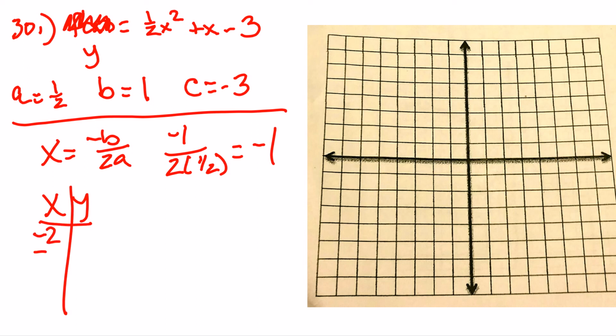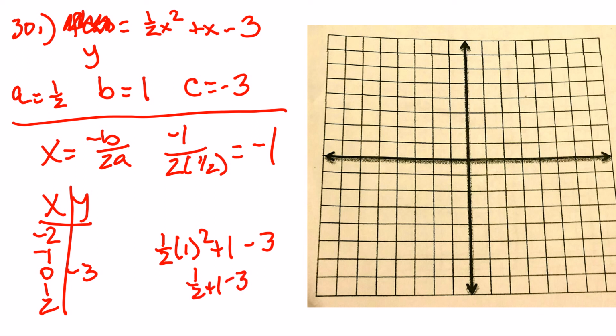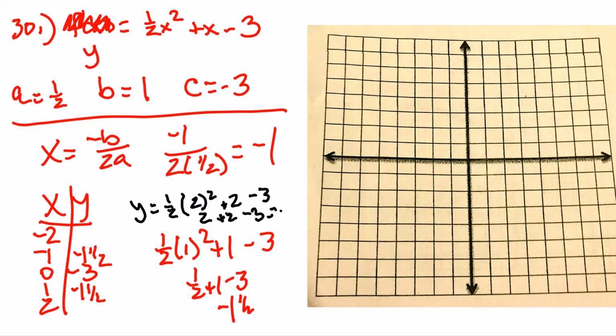XY chart. Put negative 2, negative 1, 0, 1, and 2. I'm going to plug in 0. I get negative 3. I'm going to plug in 1. 1/2 times 1 squared plus 1 minus 3. I get 1/2 plus 1 minus 3. I get negative 1 1/2. That's going to rotate over, so I get negative 1 1/2. Now I'm going to plug in 2. 2 squared is 4. I'm going to say 1/2, instead of x, I'm going to put 2 squared plus 2 minus 3. 2 squared is 4. Half of that is 2. 2 plus 2 minus 3 is negative 1.